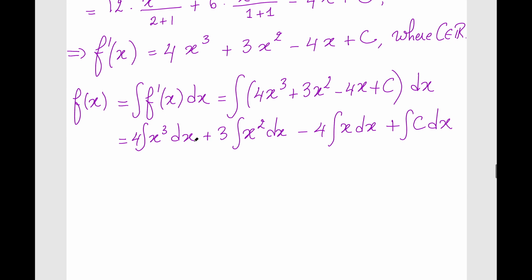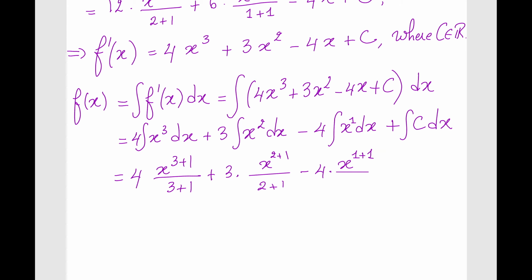All right, so primitive of x cubed dx. This is by property Roman 2 above. That's the same as 4 times x to power 3 plus 1 over 3 plus 1. Am I correct? By property 2 above, plus 3 times, same thing, x to power 2 plus 1 divided by 2 plus 1. For the same reason, property 2, minus 4 times x to power, this is 1 here, right? 1 plus 1 over 1 plus 1.